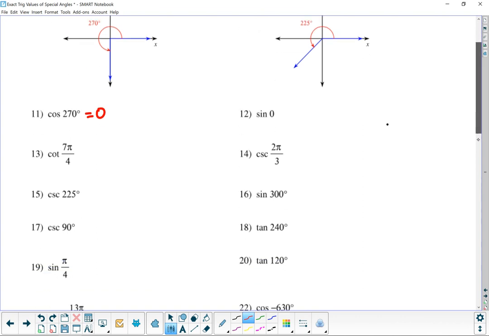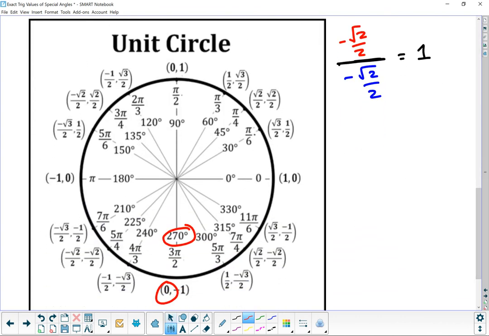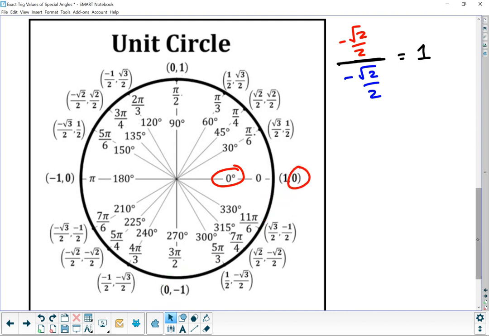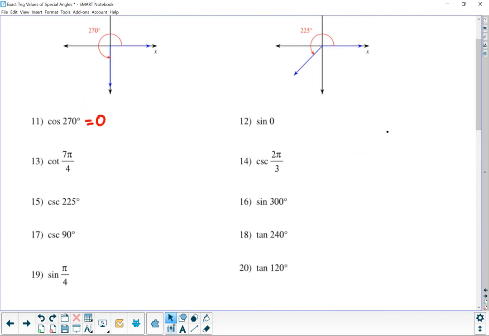Sine of 0 degrees. 0 degrees is right here. The sine is the y value, which is 0. So sine of 0 degrees is 0 also.